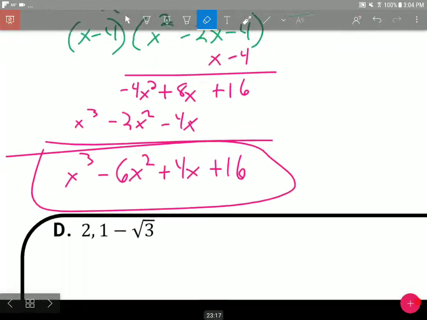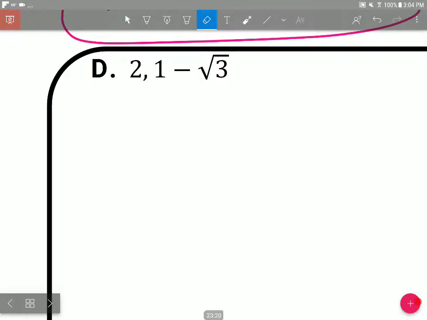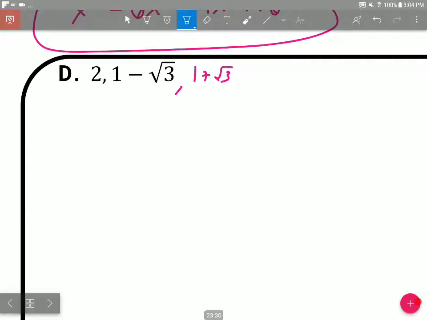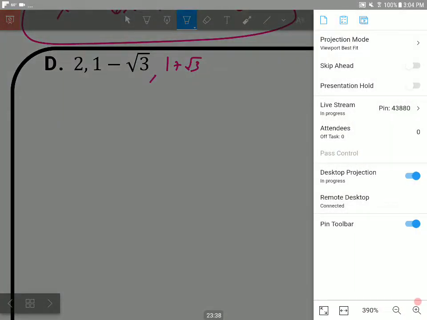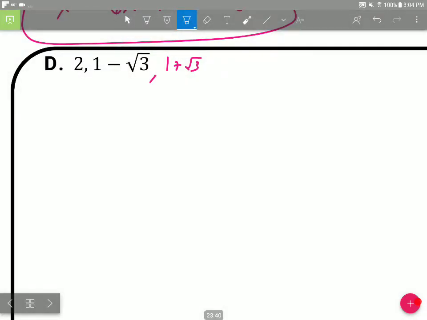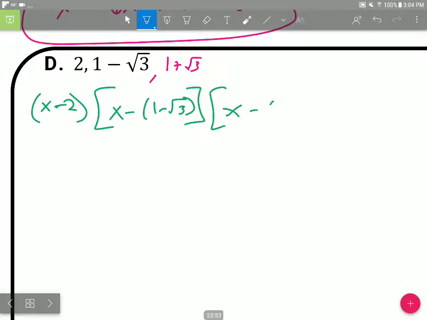All right, so here we go. Letter D, let's do it real quick. So if I got 2 and 1 minus the square root of 3, what other solution do we also have? 1 plus the square root of 3. All right, take a second. Write down your 3 factors the best you can. And I will do the same, and then we will compare notes. All right, so that's x minus 2. It's a minus right there. X minus 3. Pardon me.